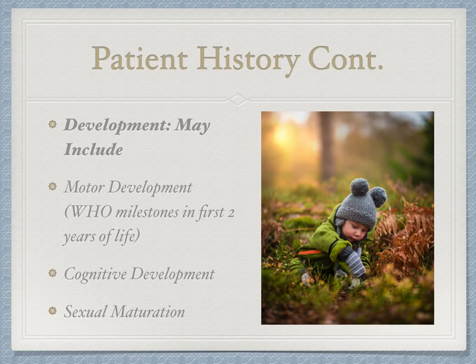For development history, basically it's taking a look and seeing if the patient has progressed as expected to their current age. As in, are they doing the normal things that a child that age should be expected to do? You can find references for these on places like the WHO or CDC that will give you these milestones. An RD should look at motor development, cognitive development, and sexual maturation.